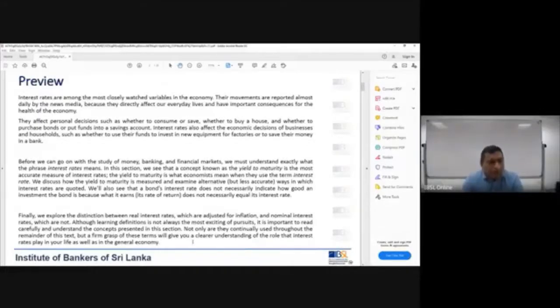And then, of course, we also look at the so-called yield to maturity. That is a concept known as the most accurate measure of interest rates in terms of financial assets. The yield to maturity is what economists mean when they use the term interest rates, because when you look at a financial asset, you look at it from the perspective of what it would return in a current sense, and also if you hold that asset until it matures.